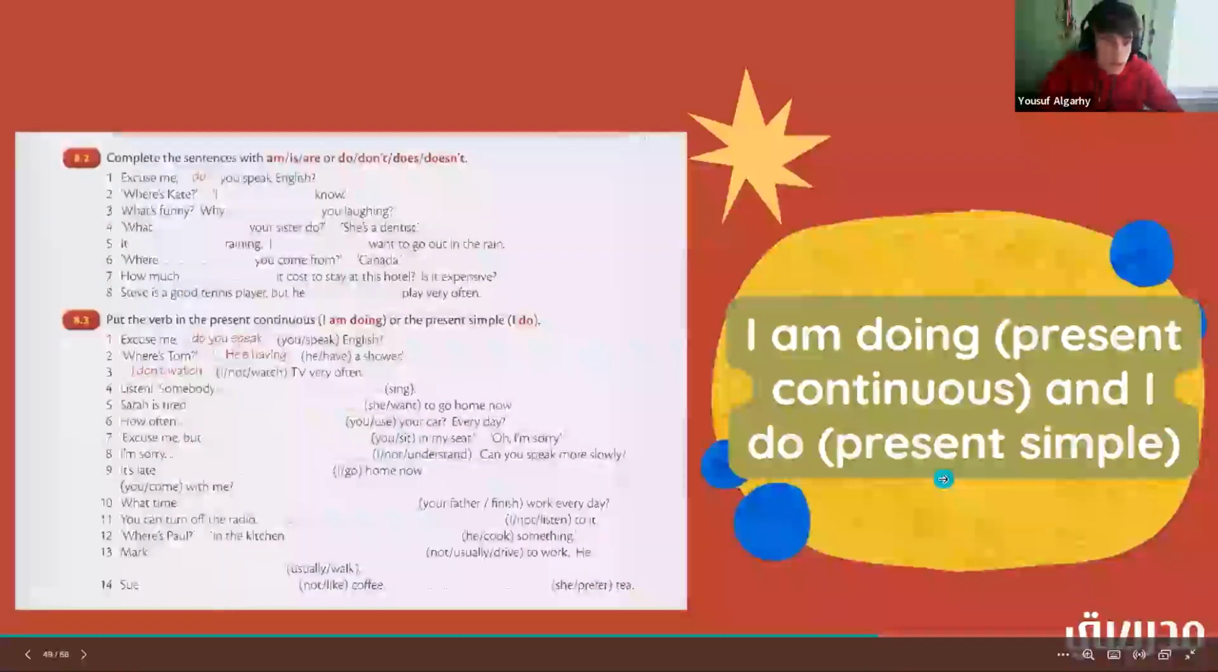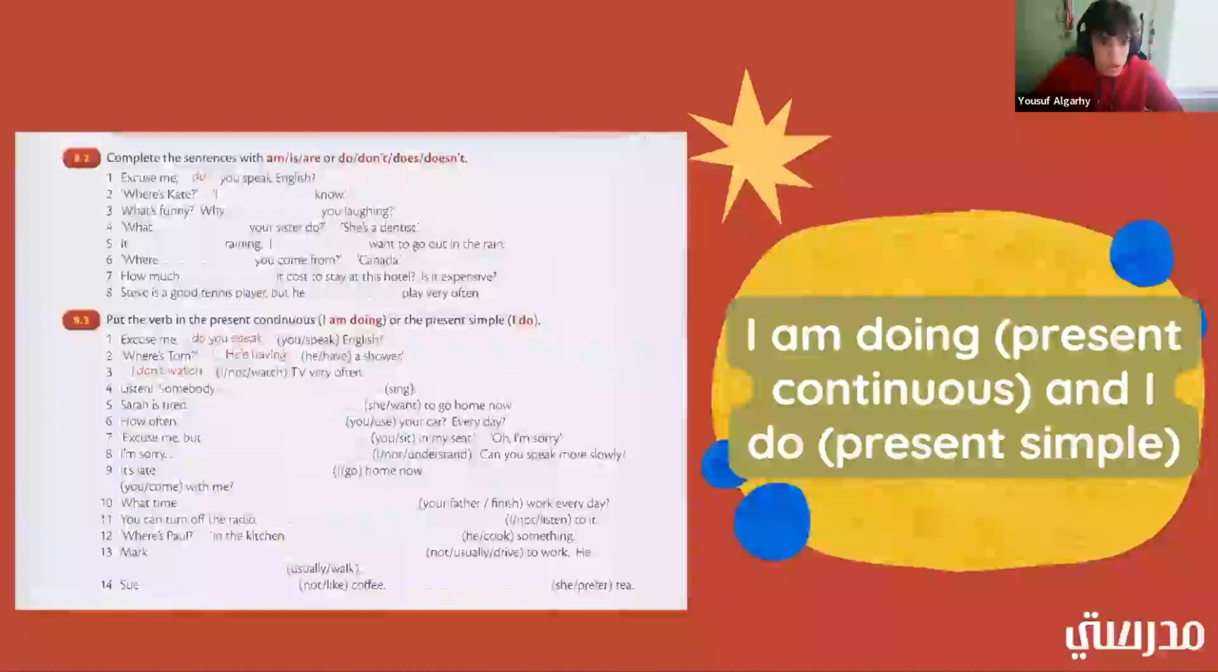Okay. So now we're going to complete each of these sentences with am, is, are, or do, don't, does, doesn't. Okay. So number 1, excuse me, do you speak English? All right. That's the example that we have. Now we have, where's Kate? I blank know. I don't know. Good. All right. What's funny? Why blank you laughing? Why are you laughing? Good. What blank your sister do? She's a dentist. What does your sister do? Good. 5. It blank raining. I blank want to go out in the rain. It is raining. I don't want to go out in the rain.